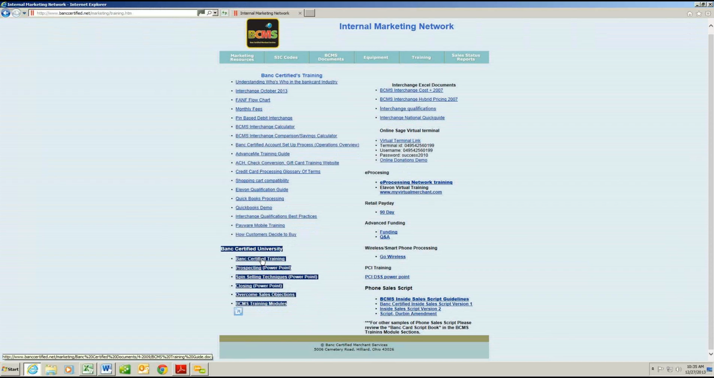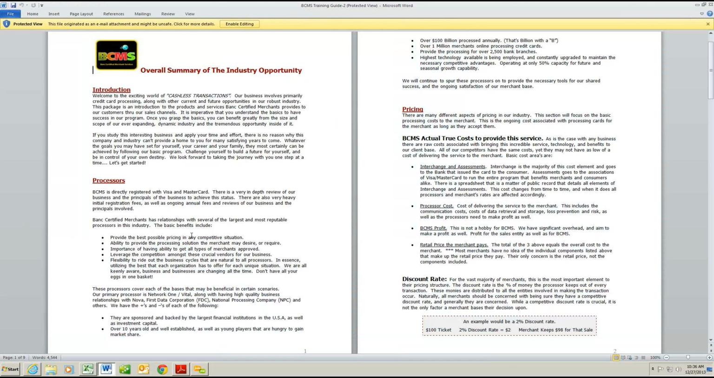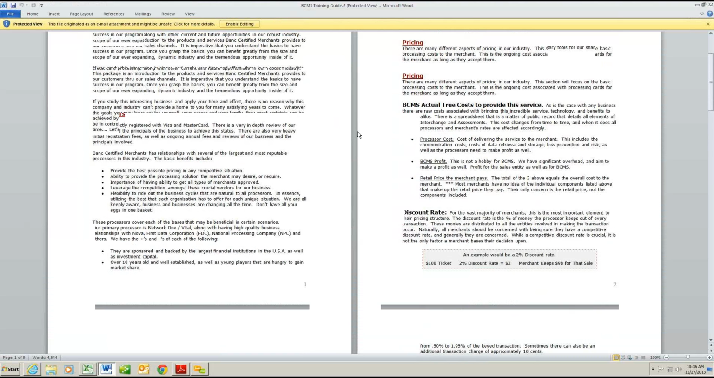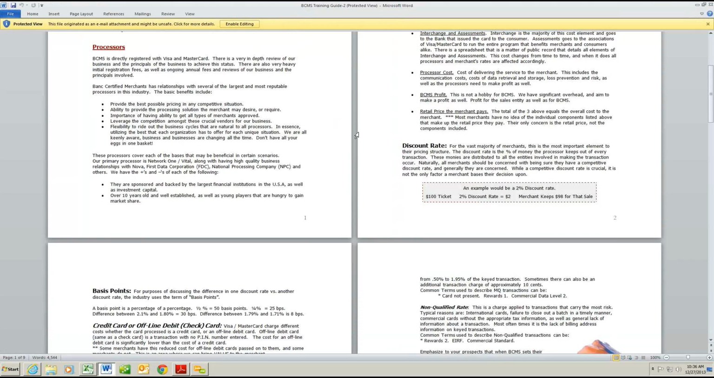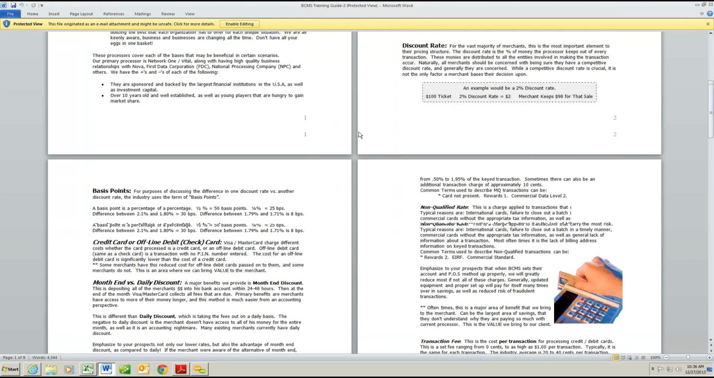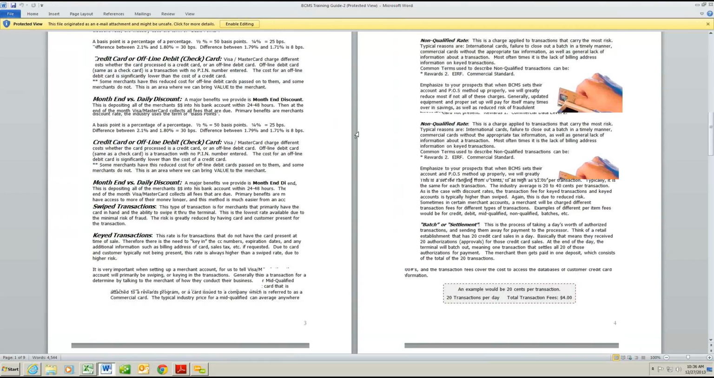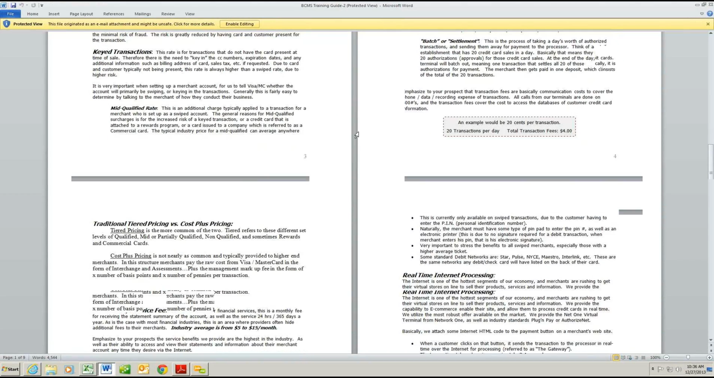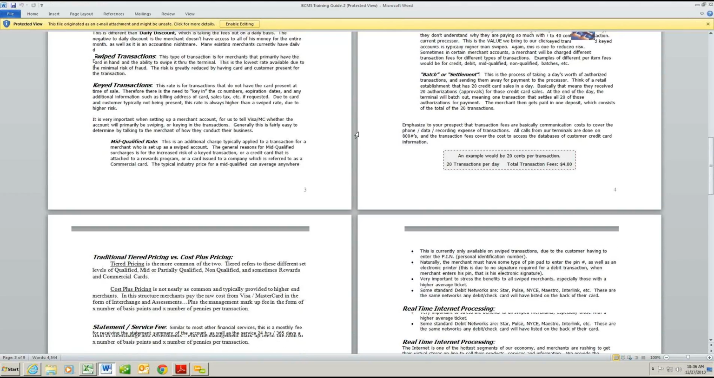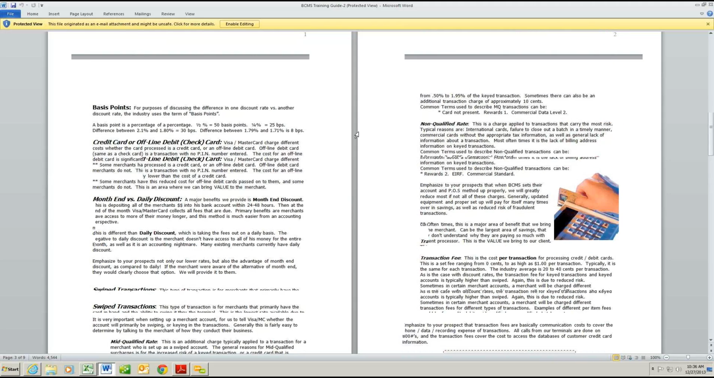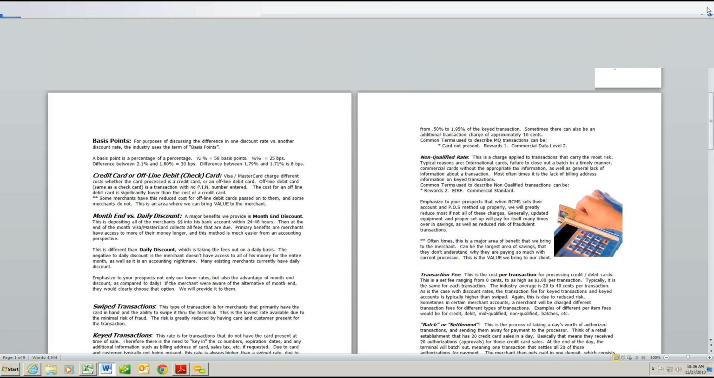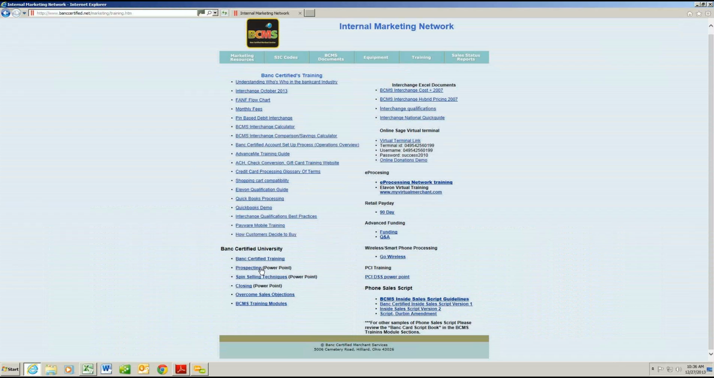Start with bank certified training. Basically, this is an overall that explains to you all the different elements of the pricing. There's a discount rate, there's a transaction fee, there's all kinds of stuff that goes into it. So this is a very good first document you've got to read. It talks about the three-tiered pricing versus pass-through. So review this transaction, review all these sections.